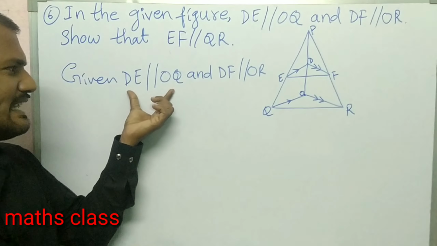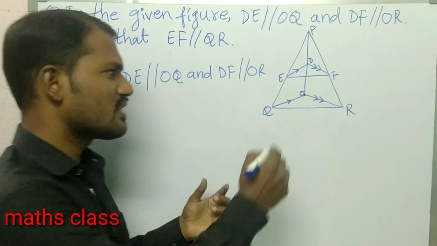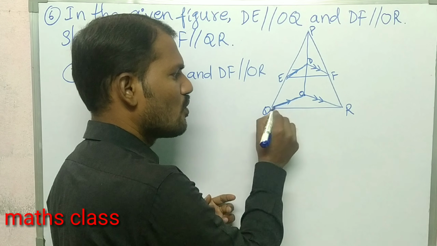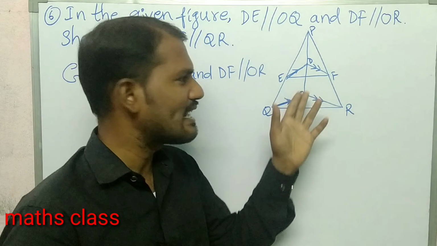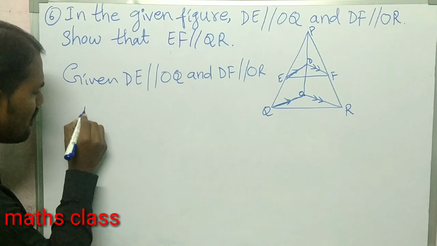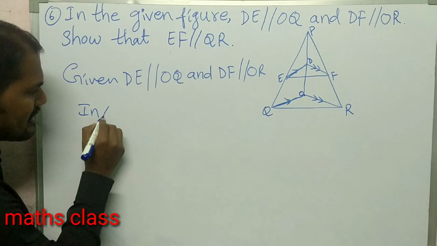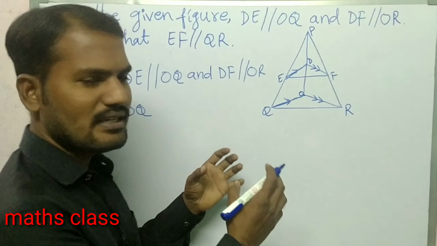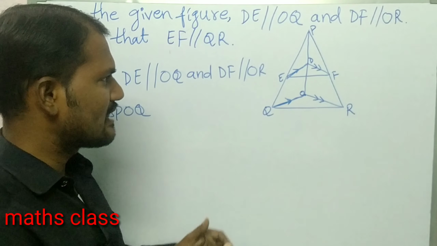So first of all DE is parallel to OQ. Once you observe this figure, this line DE is parallel to OQ. These two parallels are in triangle POQ. So let us consider triangle POQ, and we have to divide like this.